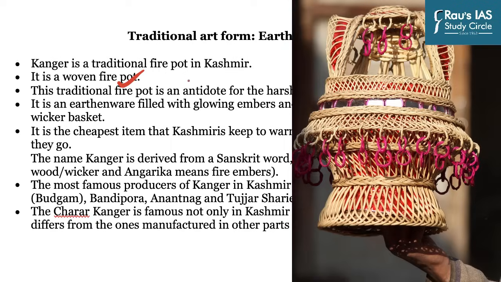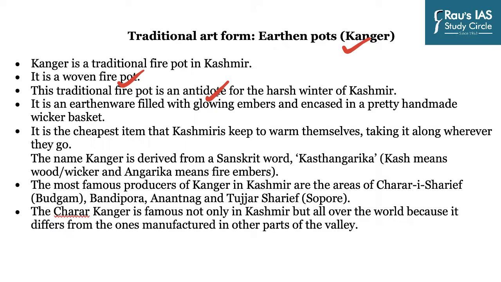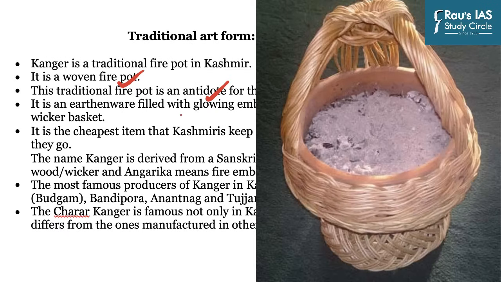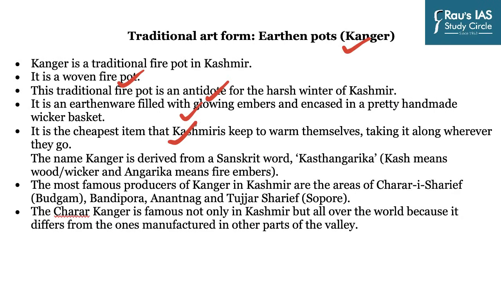It is a woven fire pot which acts like quite an antidote for the harsh winter of Kashmir. It is an earthenware filled with glowing embers and encased in pretty handmade wicker basket. It is the cheapest item that Kashmiris keep to warm themselves, taking it along wherever they go. The name Kanger is derived from Sanskrit word Kashtangarika, where Kash means wood or wicker and Angarika means the fire embers.